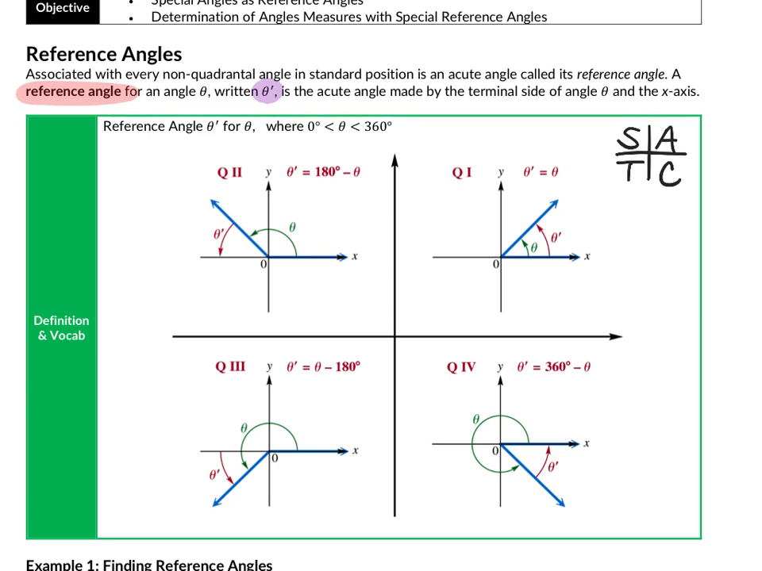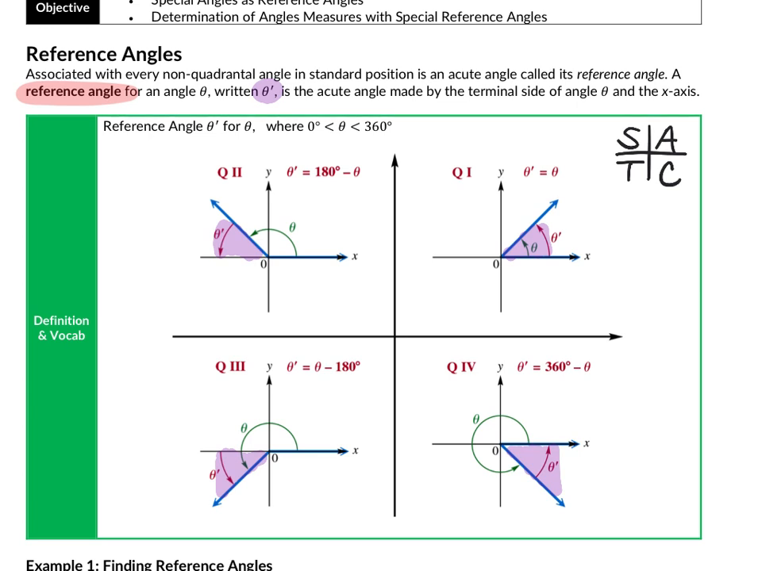In quadrant 2, the reference angle is going to be straight down to the x-axis. So it finishes off the 180 degrees to make a flat line. In quadrant 3, your flat line is going to go back to 180 degrees. So it's going to go straight up to the x-axis. And in quadrant 4, it's going to be what finishes a full revolution or what makes us get to 360. That is your reference angle.